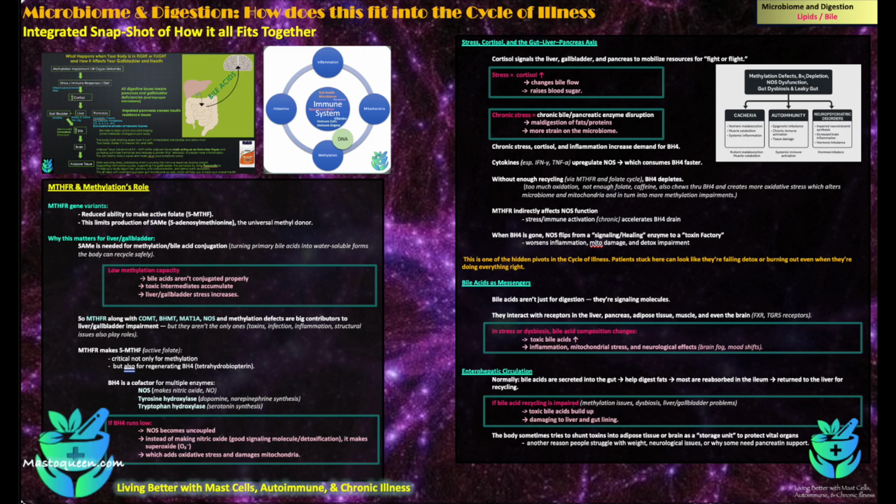Now, stress, cortisol, and the gut, liver, pancreas axis. Cortisol goes up automatically when your body is under stress, whether it be physical or mental or health related. Cortisol signals the liver, the gallbladder, and the pancreas to mobilize resources for fight or flight. So stress is going to drive up your cortisol levels. This is going to change your bile flow. This is also going to raise those blood sugar levels.